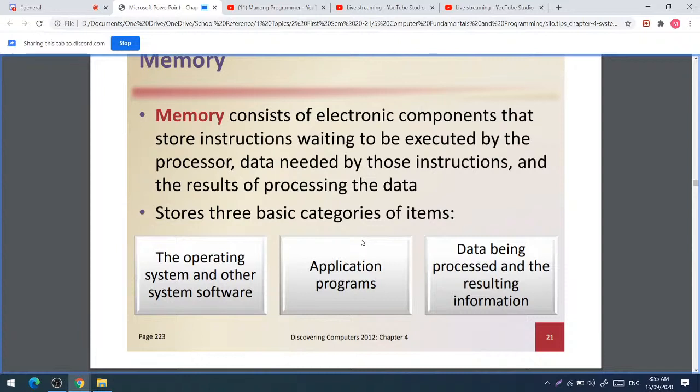Then, aside from that, it also stores application programs. These are the ones we are currently using. Application programs include games and office applications such as spreadsheet, document, database, and presentation. Those are application programs. And then the data being processed and the resulting information. So when you edit or delete in Microsoft Word, it also saves that in memory.